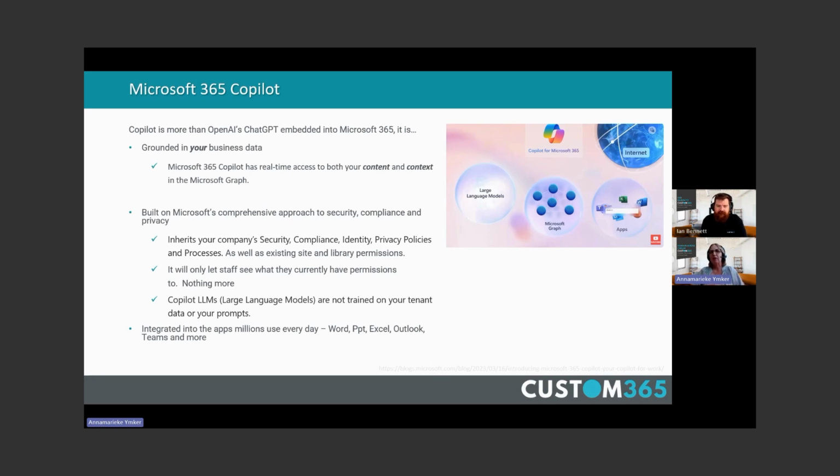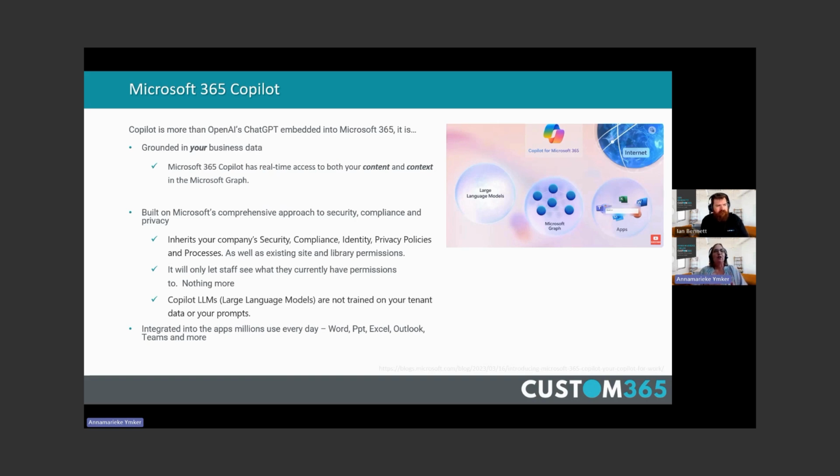The important thing with this particular Copilot is that it is connected to your business data. So it's more than just putting OpenAI's ChatGPT into Microsoft 365. What it's actually doing is being grounded in your business data. It looks at all the different connections that you use within your organization, and it can reason over that. So who are the people you interact with? What are the files you're allowed access to, and so on. And it has real-time access to that content as well as the context in a space that we call the Microsoft Graph.